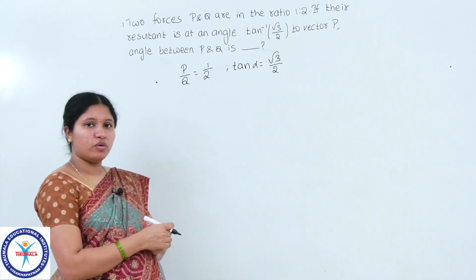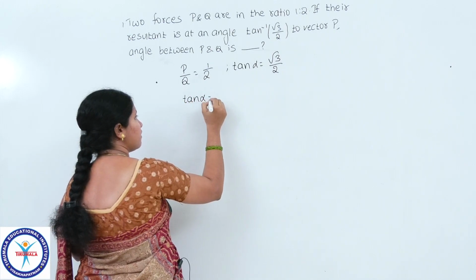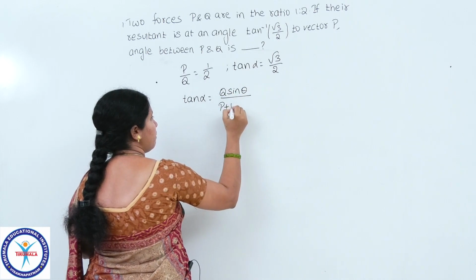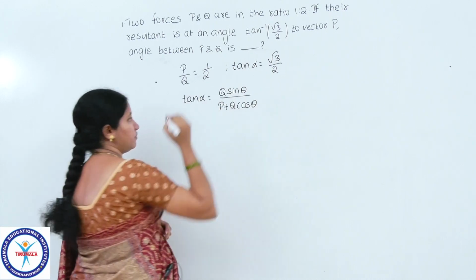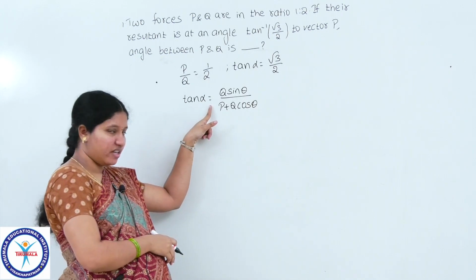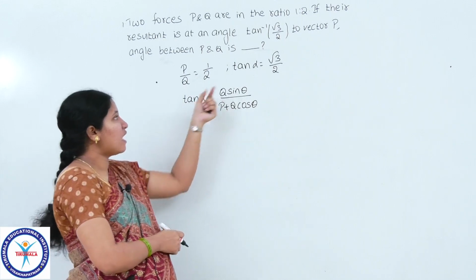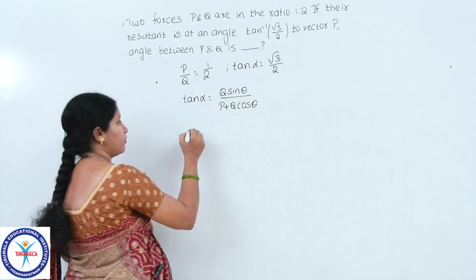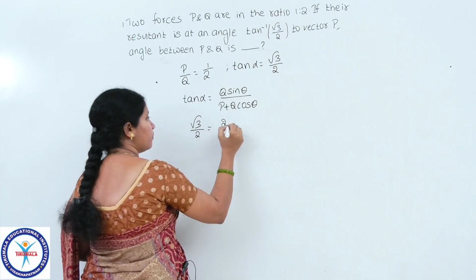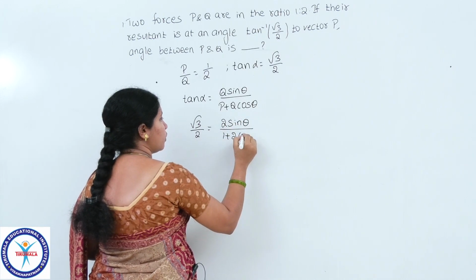Already we know the direction formula: tan alpha equals Q sin theta by P plus Q cos theta. So, as tan alpha is given as root 3/2, root 3/2 equals, Q value is 2, 2 sin theta by 1 plus 2 cos theta.